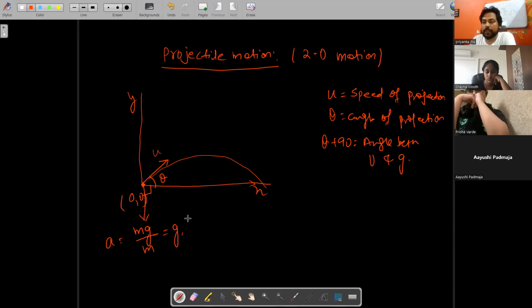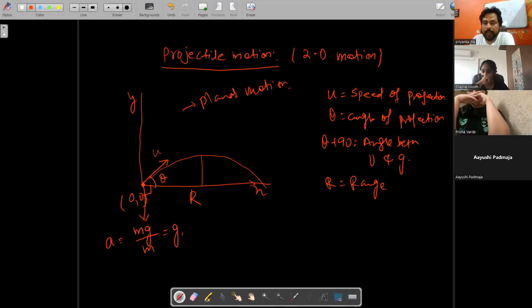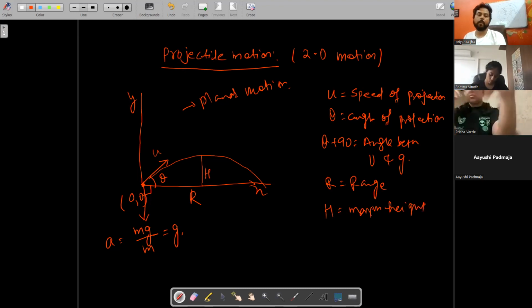And this motion you can call planar motion, because this happens in a plane, the xy plane. And this distance from here to here, where it strikes the ground, is known as range. We denote it by R. And the maximum height that it achieves is known as maximum height. Right. So these are the terminology that you have to note down.